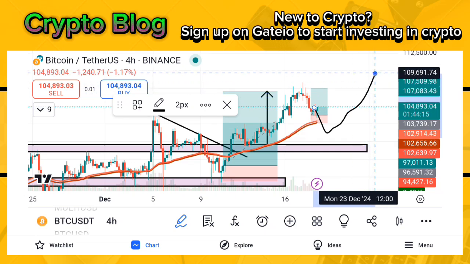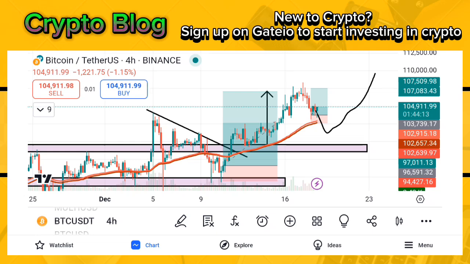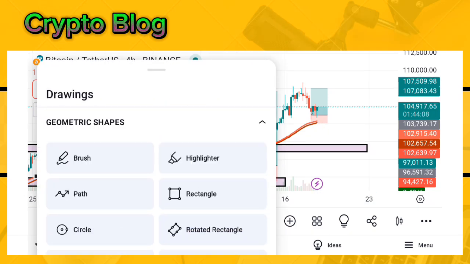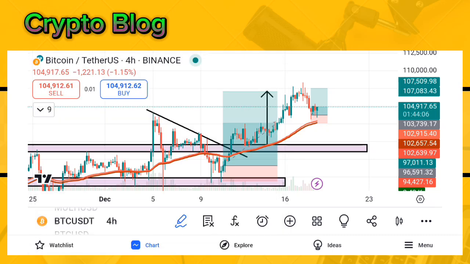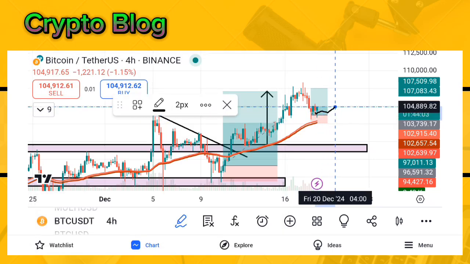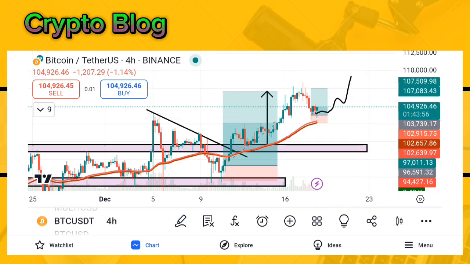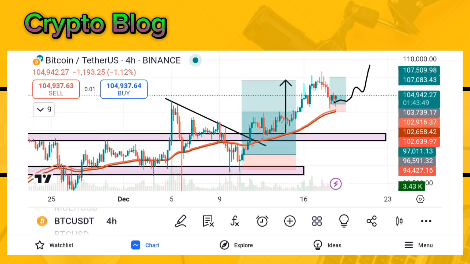But if it turns out bullish, I expect the market to hold around this region, consolidate, and start moving slowly to the upside, grinding slowly to the upside. This is what I'm currently expecting when it comes to this news, if the news comes out bullish. Let's see how it plays out, guys.